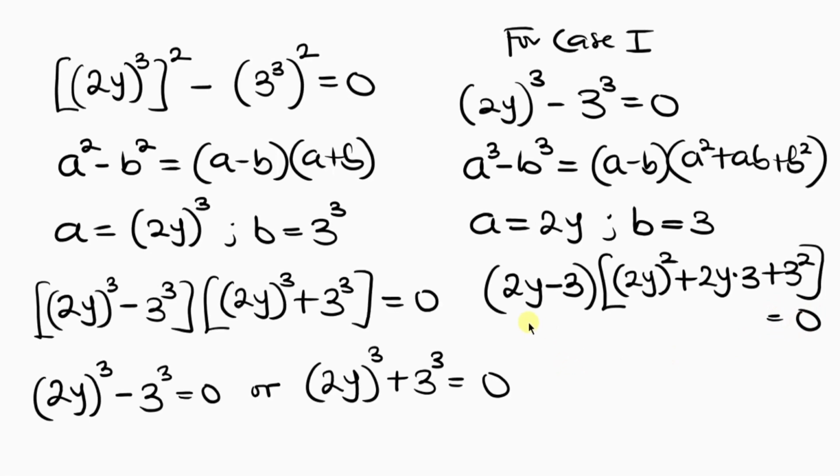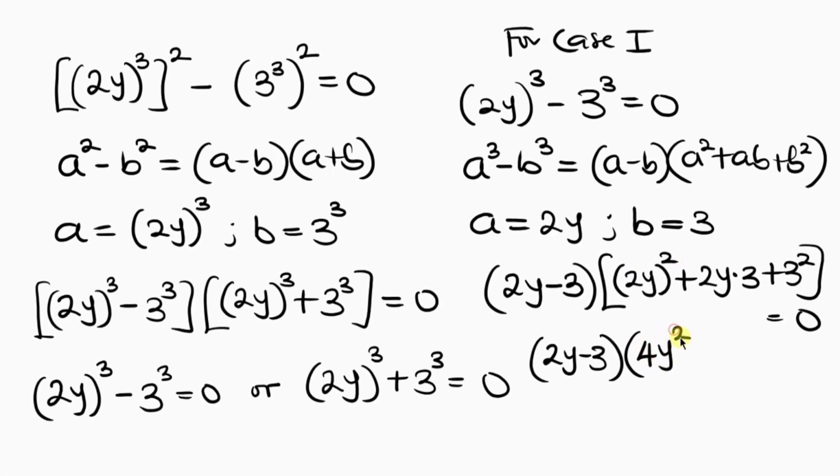Very good. Now let's simplify what we have in this parenthesis. So we have 2y minus 3 times 2y all raised to power 2 gives 4y.